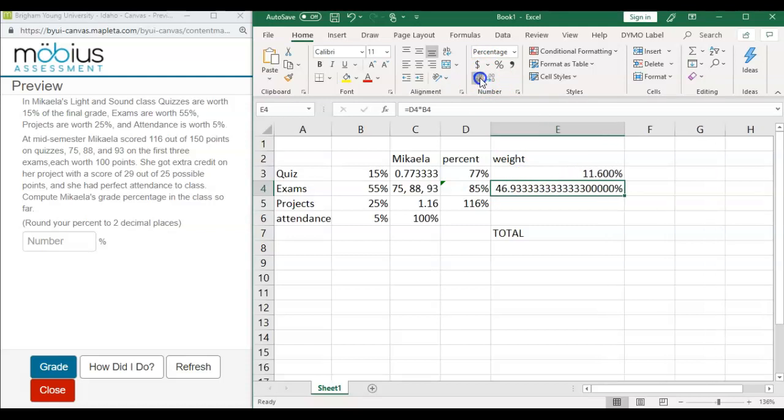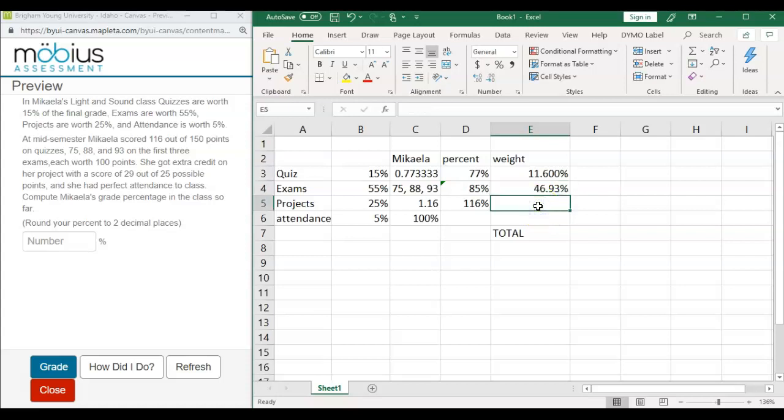by getting rid of some of the decimals if we wanted to. There we go. In fact, it says to round out to two decimal places, so that's perfect. Then again here with our projects, she got extra credit, and this is worth or weighted at 25% of her total. And then the attendance here, we have 100%.